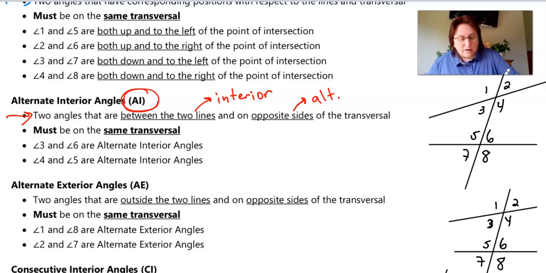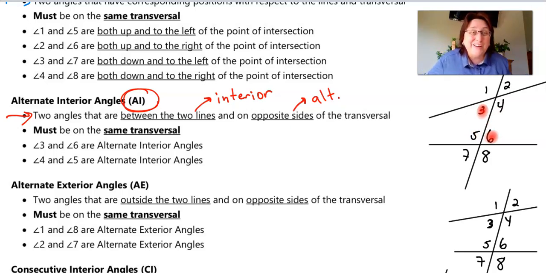So if you look, and I'll actually highlight, I've got angle 3 and angle 6. Those angles are in between the lines, but they are on opposite sides of the transversal. It's like they crossed the street, didn't they? They went across the street. So 3 and 6 are alternate interior angles. The same thing goes, and I'm going to point to it, 4 and 5 are also alternate interior because I've got one up here and then I go across the transversal and the other one's down there. But they're inside the lines.